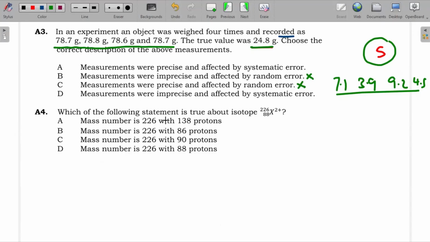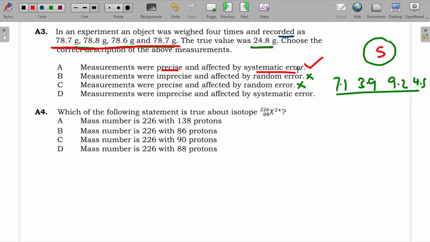And then the other thing is on the precision now. Precision is how close the measurements are to each other. So we can see that these guys here are close to each other. They are all 78 point something, right? So they are precise. So the best answer here is saying that the measurements were precise and they were affected by systematic error. Done. Simple, straightforward. We also did such questions in the tutorial sheets. The videos are there on the website. So the answer there is A.